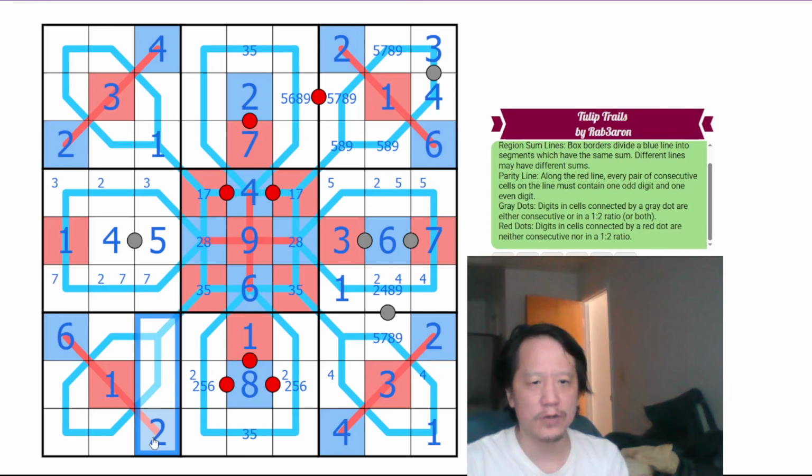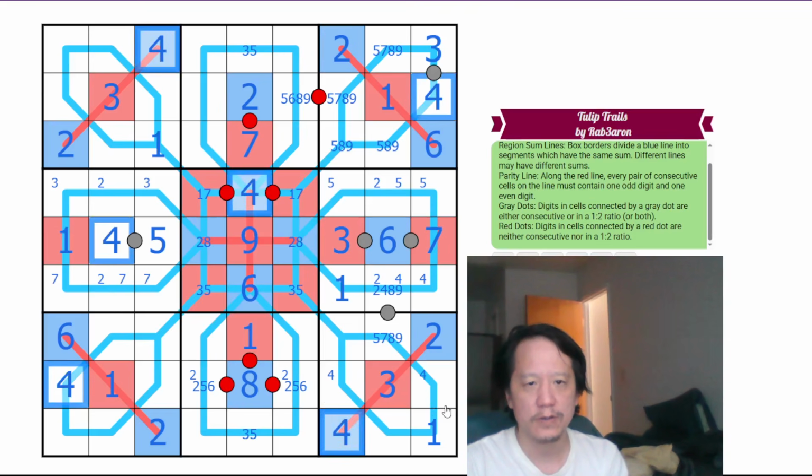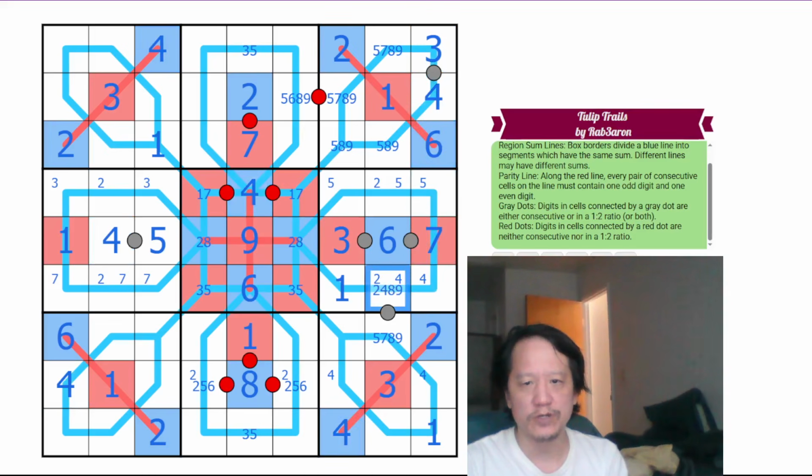4 cannot be here or here in box 7. Can't because of the 4 in the column. Can't be here because of the 4 in the row, so 4 has to be there. 4 can't be here because of the 4 in the column, so 4 has to be here.